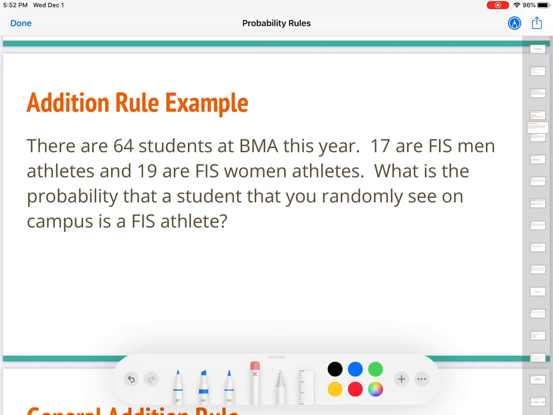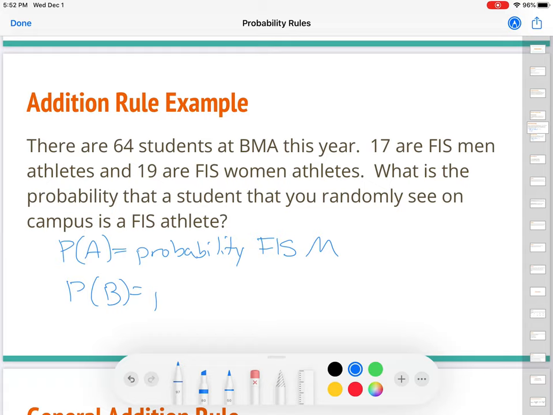So going through all of the notation that we would use, P of A equals the probability of FIS man, P of B equals the probability of FIS woman. Are these mutually exclusive? Yes, you can't be a man and a woman.